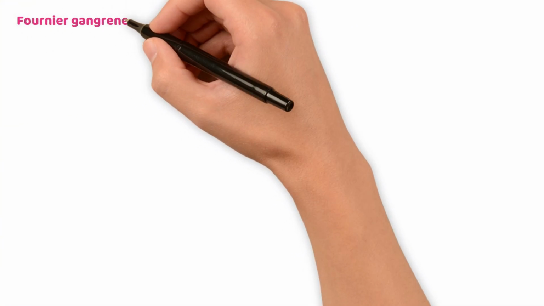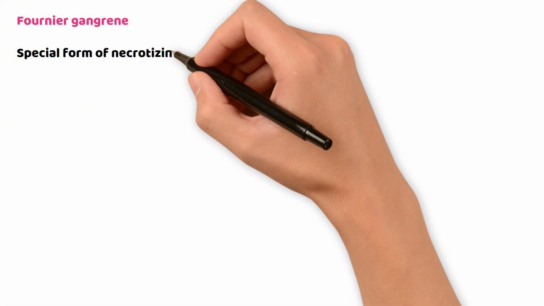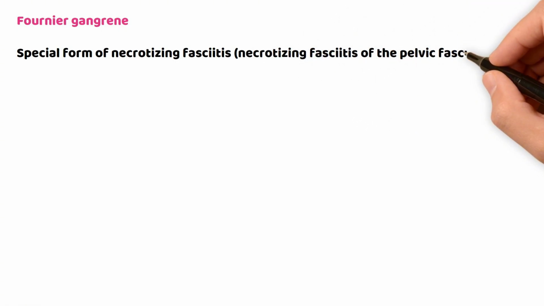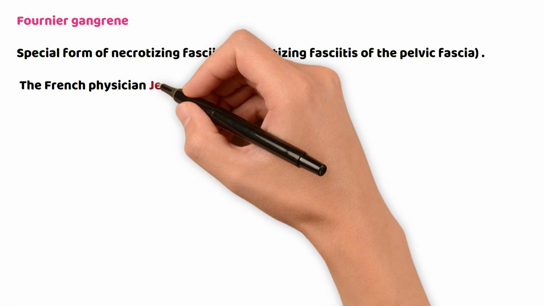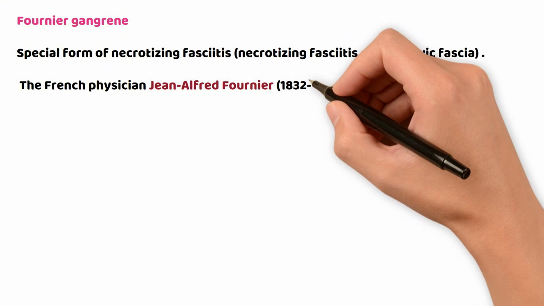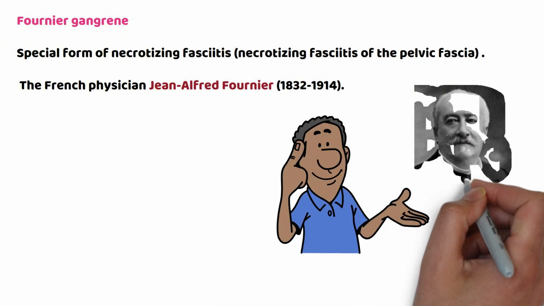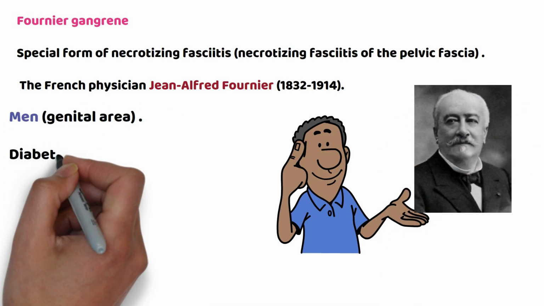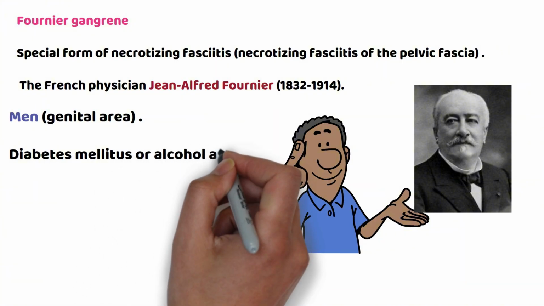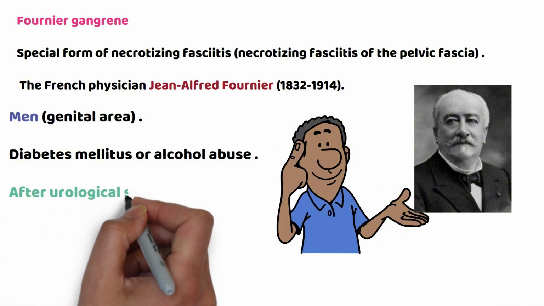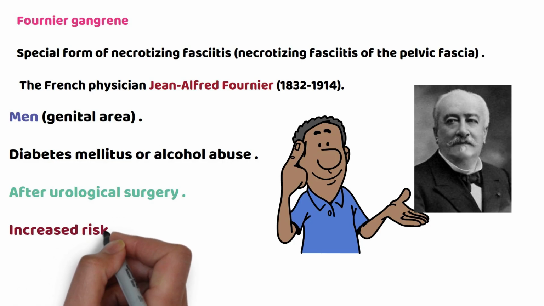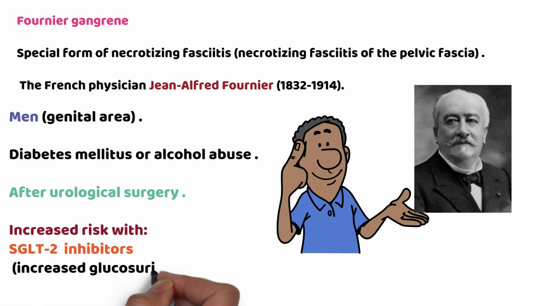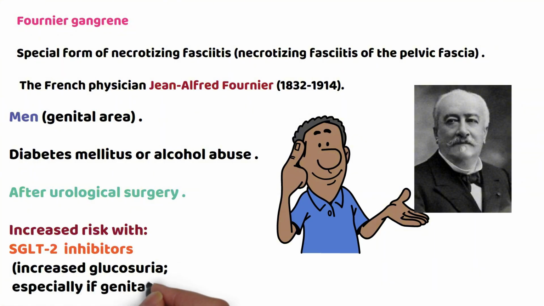Fournier gangrene. Special form of necrotizing fasciitis. Necrotizing fasciitis of the pelvic fascia. Named after the French physician Jean-Alfred Fournier, 1832 to 1914. Especially men, genital area, especially in diabetes mellitus or alcohol abuse, especially after urological surgery. Increased risk with sodium-glucose transporter 2 inhibitors, which increase glucosuria, especially if genital hygiene is inadequate.